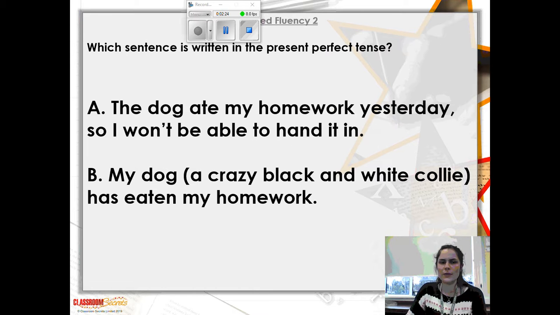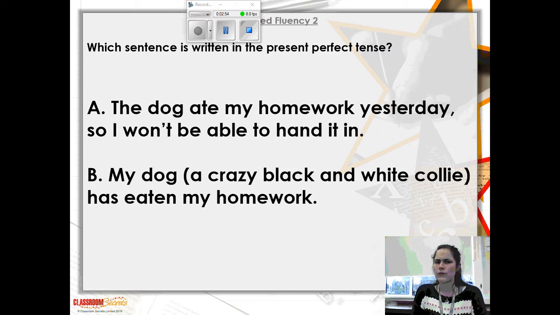So here we've got two sentences, sentence A and sentence B, and we're going to think about which sentence is written in the present perfect tense. The dog ate my homework yesterday, so I won't be able to hand it in. My dog, a crazy black and white collie, has eaten my homework. Oh, I remember the key words that I've just spoken about was have and has, and I spot has in one of the sentences. So I know that B is written in the present perfect tense.